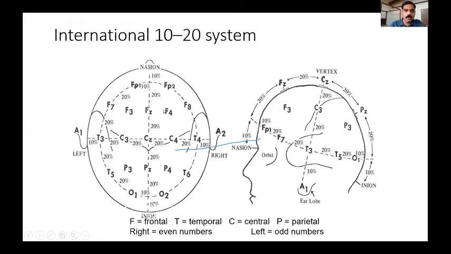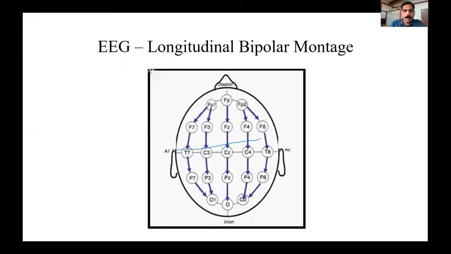This is the right frontal. This would be the right central. This would be the right temporal, and this would be the left temporal. So this is how we place the leads on the scalp. The right-sided leads are even numbers, and the left are odd numbers. A pair of leads is called a channel, and the way we arrange channels is called montages.